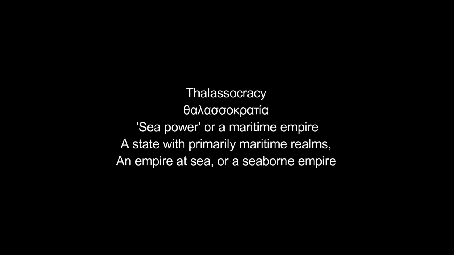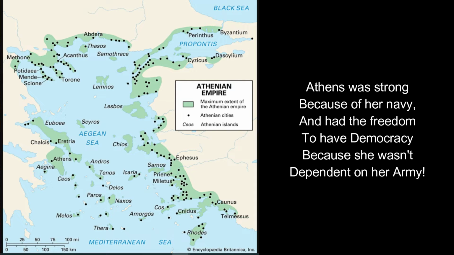So a thalassocracy is basically a sea power. This is where it has most of its power based on sea control and being able to expand its territory via the maritime routes. In ancient times, an example of this would have been the city-state of Athens, which had many different colonies spread around the Mediterranean.